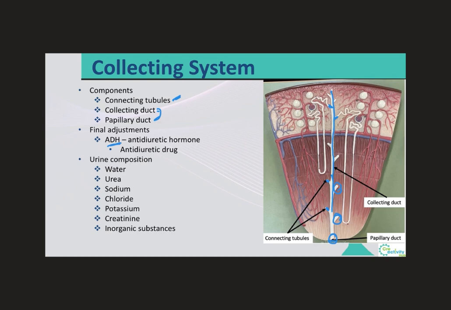On the other hand, if you're overhydrated, a lack of antidiuretic hormone will mean that the collecting duct is more or less impermeable to water, so excess water can pass out into the urine. In general, urine contains water, urea, sodium, chloride, potassium, creatinine, as well as other inorganic substances, but no protein, no red blood cells, and no platelets.